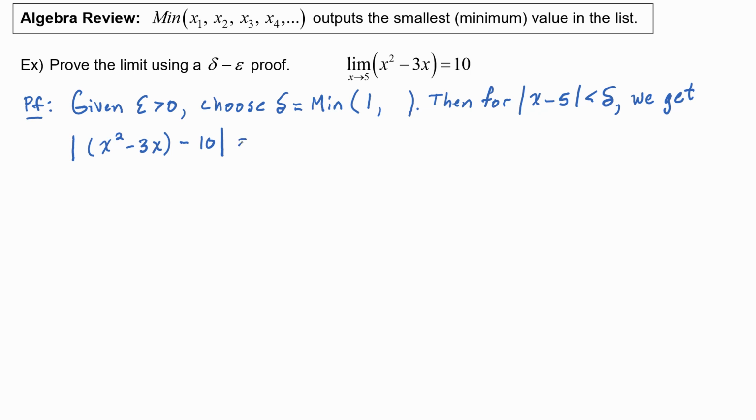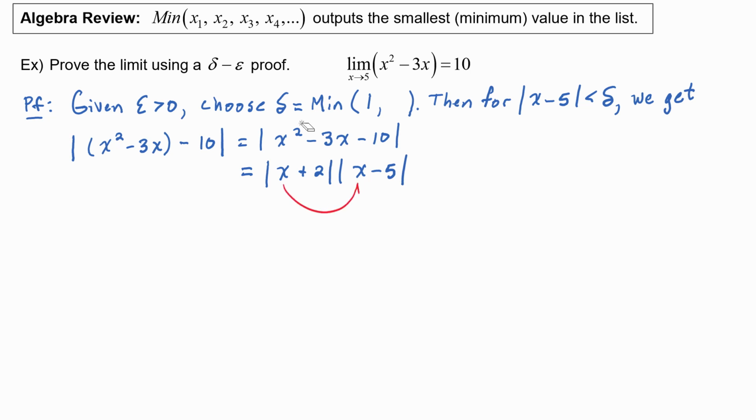So this is equal to the absolute value of x squared minus 3x minus 10. Now we recognize that this quadratic is a trinomial that can be factored, so we will get the absolute value of x plus 2 times the absolute value of x minus 5. Remember to always double check your factoring.